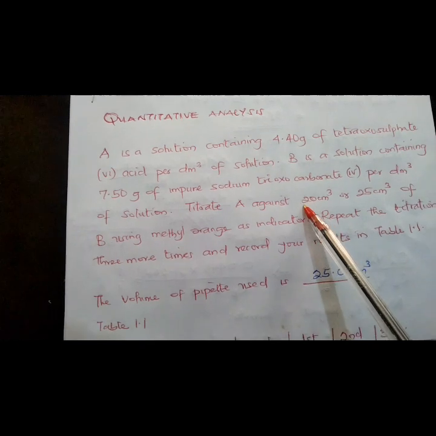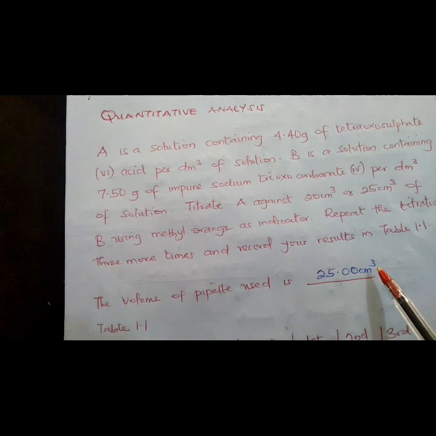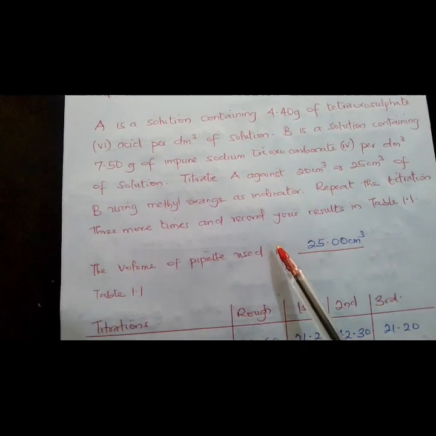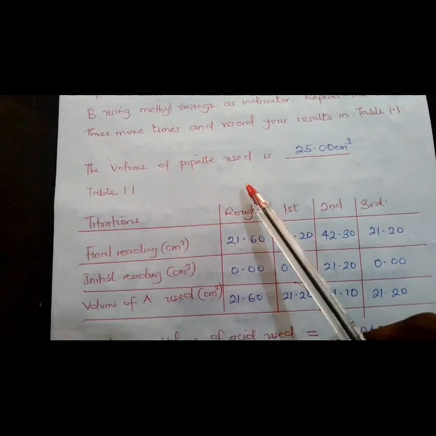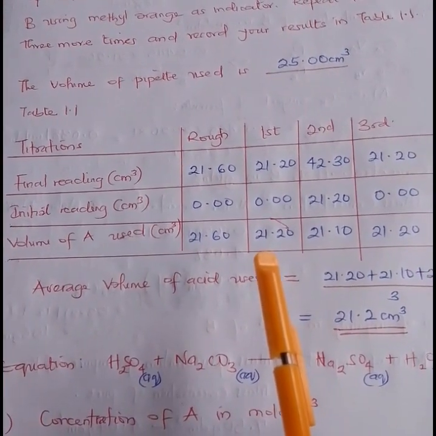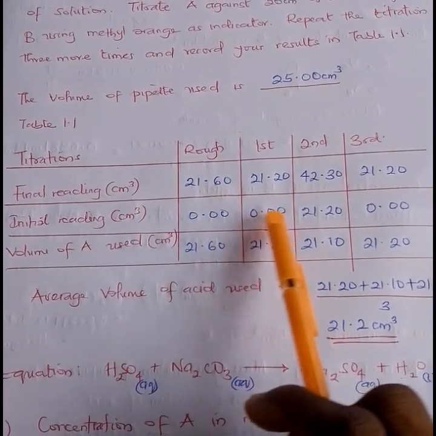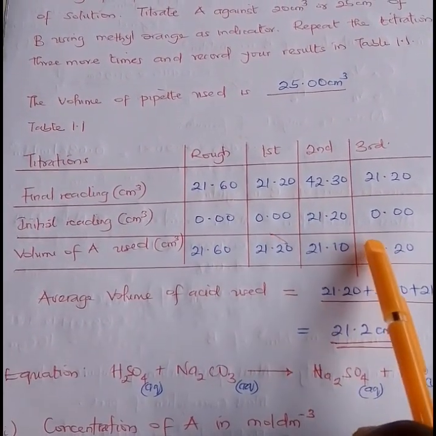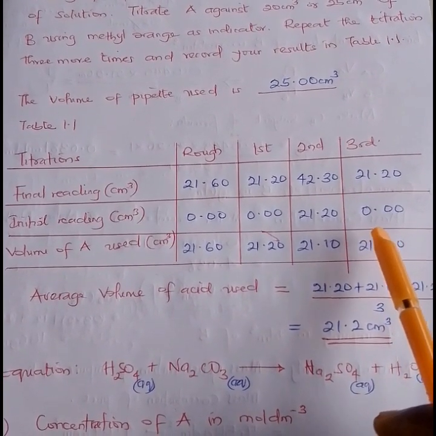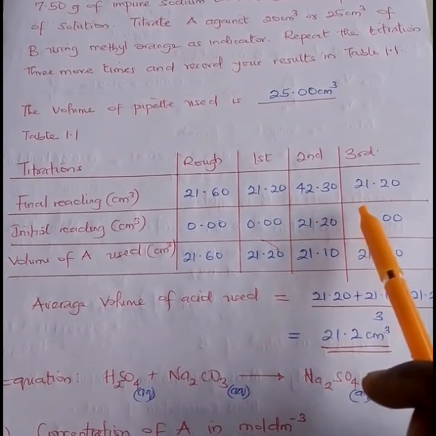Now let's move downward a little. The volume of the pipette used is 25.00 cm cube. That is recorded. You have to record that first. That is needed. Now let's come down a little. The table is given as thus. From this table you can see that we have our final reading, initial reading, and our volume of acid used. According to the marking scheme, it is expected of every student to write these values in 2 decimal places.